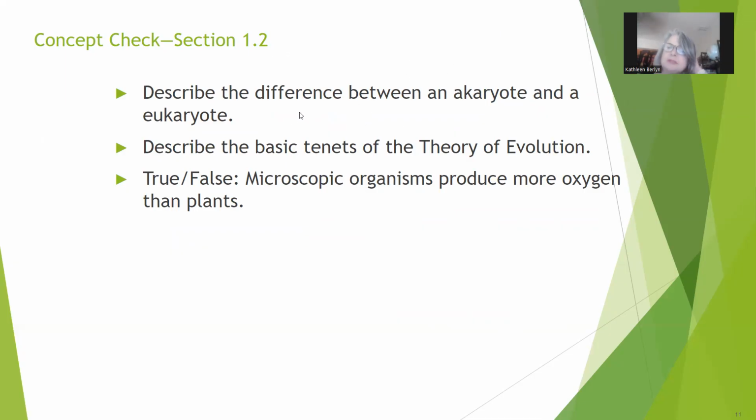By now you should be able to distinguish the difference between a eukaryote and a prokaryote. Keep in your brain eukaryote and prokaryote, and the basic tenets of evolution. And then a quick true or false: microscopic organisms produce more oxygen than plants. Now you should know true is the answer to that one.